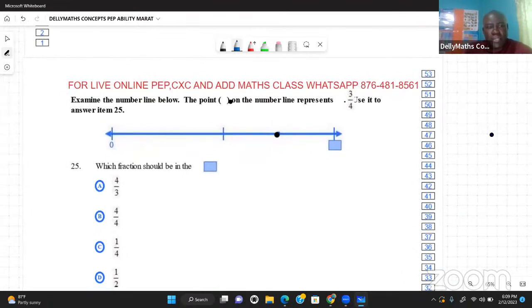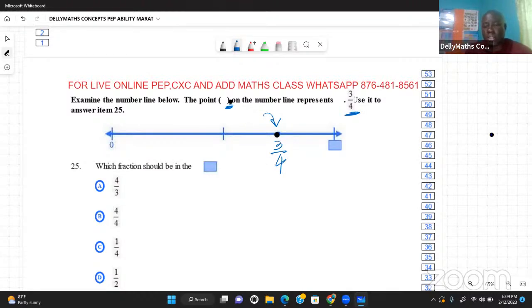Number 25 says, examine the number below. The point, there is a dot here, which we're seeing on the screen. And the number line represents 3/4. So we're told that this is 3 out of 4, right?